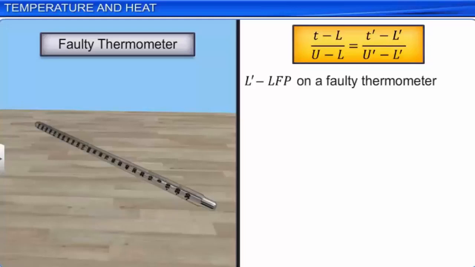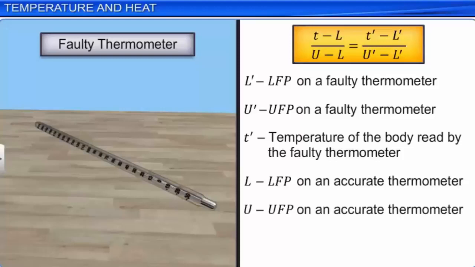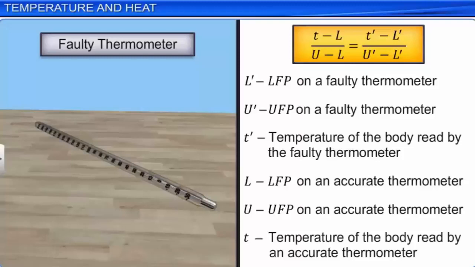If L dash is equal to LFP on a faulty thermometer, U dash is equal to UFP on a faulty thermometer, T dash is equal to temperature of the body read by the faulty thermometer, and L is equal to LFP on an accurate thermometer, U is equal to UFP on an accurate thermometer, T is equal to temperature of the body read by an accurate thermometer, then the correct temperature of the body is found using the expression.